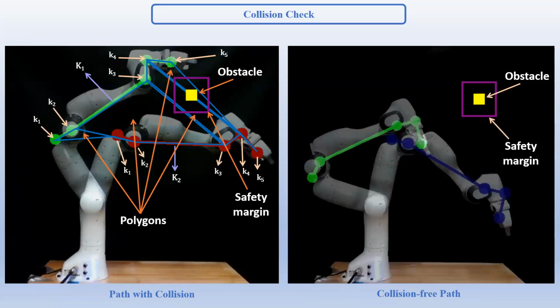We check collisions by forming polygons between key point pairs. If they intersect obstacles or safety margins, the path is discarded, otherwise they form a collision-free path. Using lazy collision check with A* search, we only check for collisions when necessary.